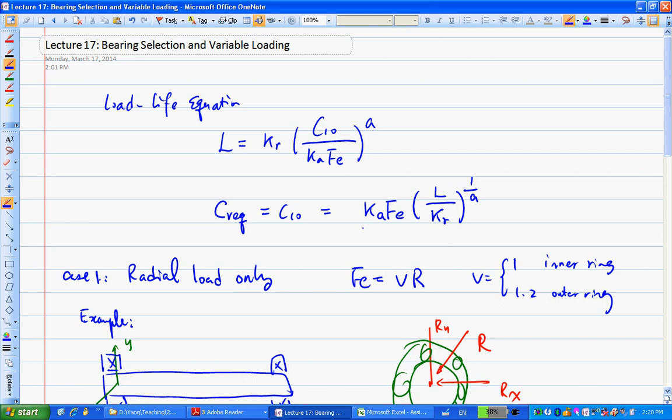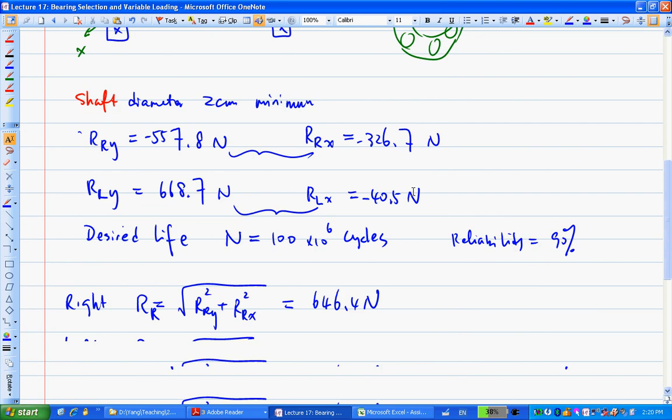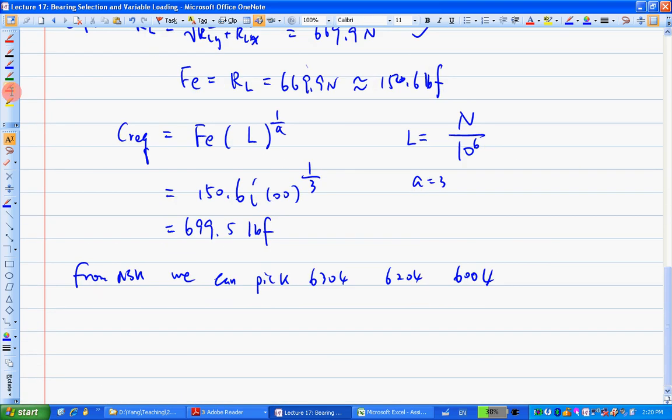In the previous lecture, we have two tables. One is for the suggested KA, the other one is KR. Now, by the way, this is what we call the SKF life equation. In the textbook, there's another one derived from the Weibull distribution formula, but I suggest we use this one to simplify the calculation when you do the design. Okay, so that's case number one.